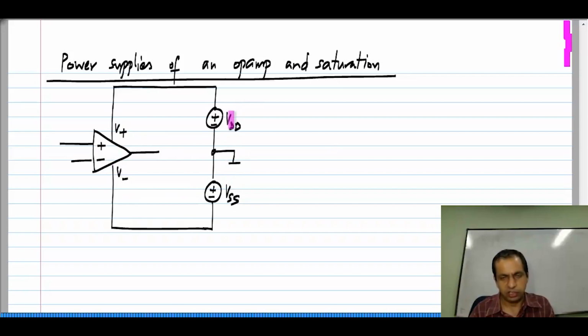Now, this is not strictly necessary. You could use a single voltage source, but in most of the standard op-amp applications, 2 power supplies are used. So, we are going to stick to that.